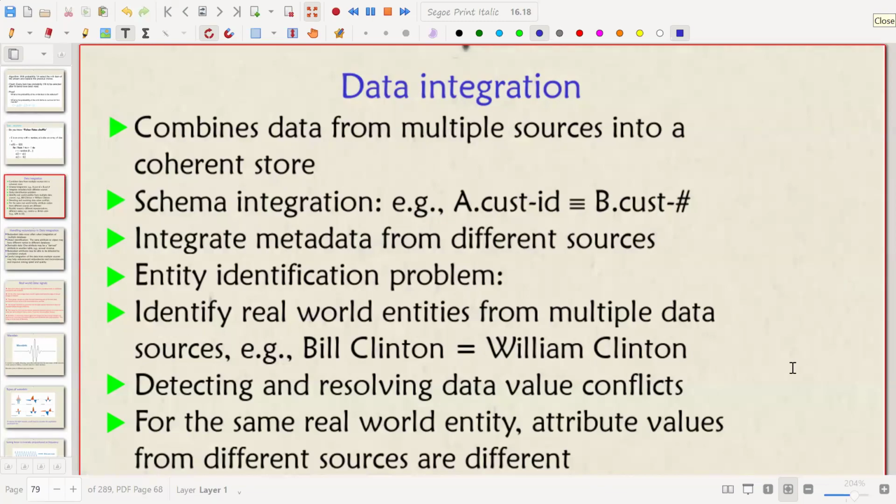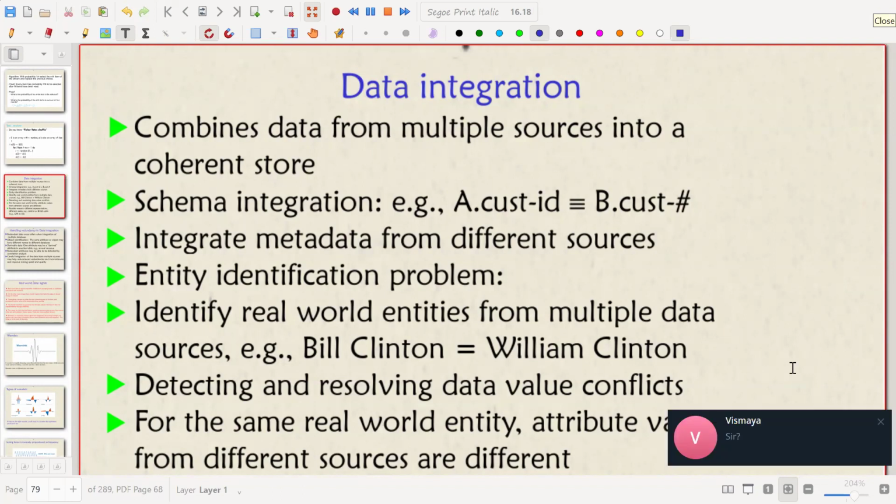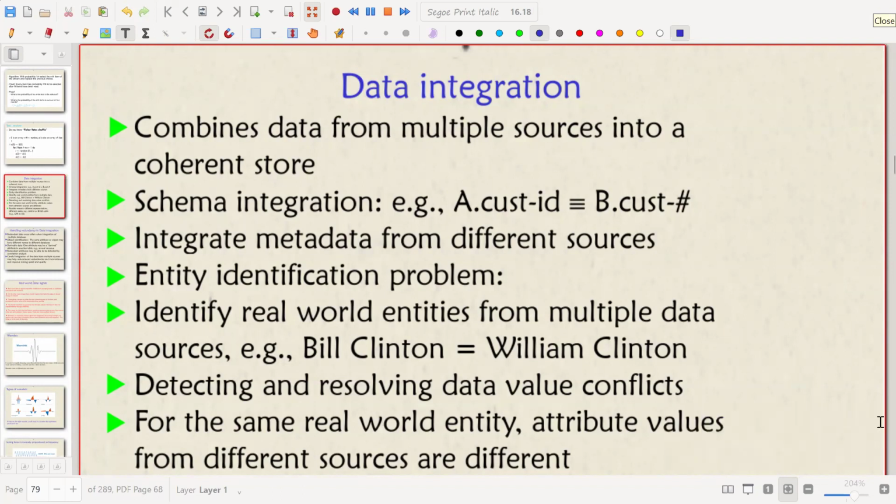So let us come back. What do you mean by data integration? You have data from different sources, right? I mean, I can tell you that suppose you have, maybe I can consider one of my examples. Can you give me one example? I want a real example of data integration.